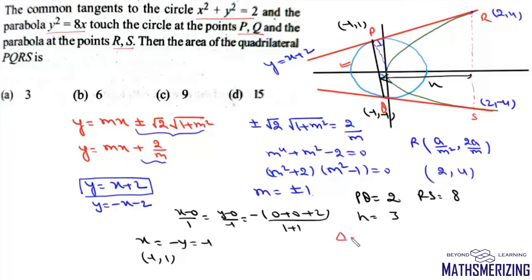So area of this trapezium will be half sum of parallel sides, which is 2 plus 8 into 3. So it should be 15 square units. So that's your option number D.